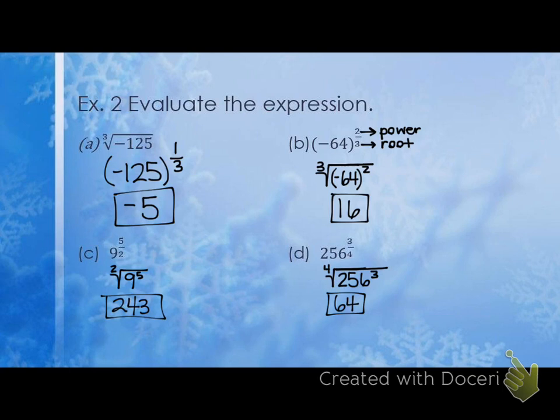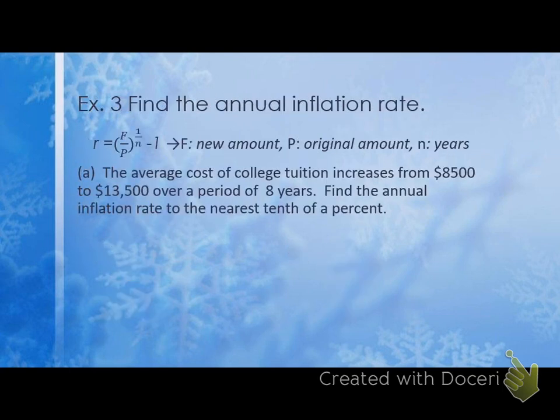All right, now let's look at the very last one, real life. Finding the annual inflation rate. And listen, I've given you the formula. Okay, the inflation rate is R equals, and I've also identified for you what the F and the P stand for. Okay, F is the new amount, P is the original amount, and then of course we're raising it to the 1/nth. N is your years, okay, your amount of time in years, and then minus 1.